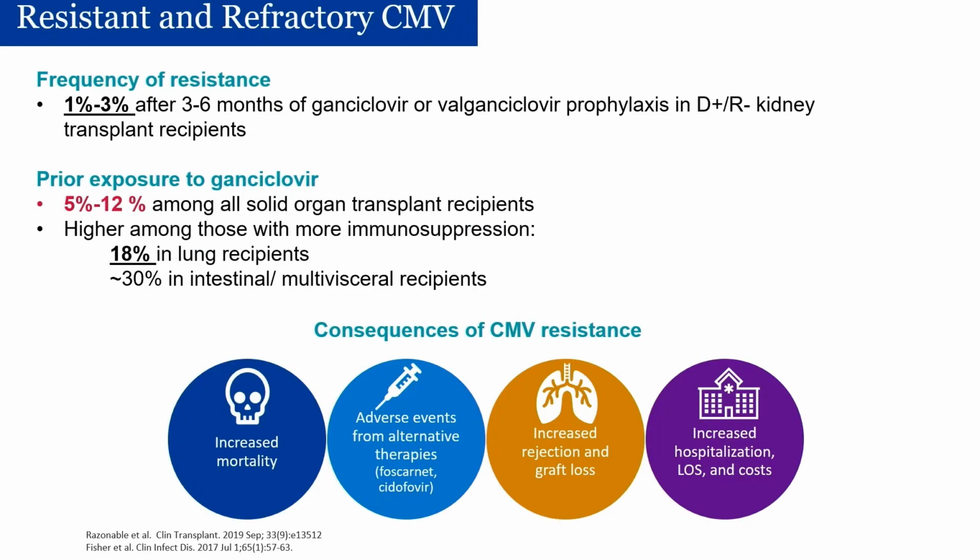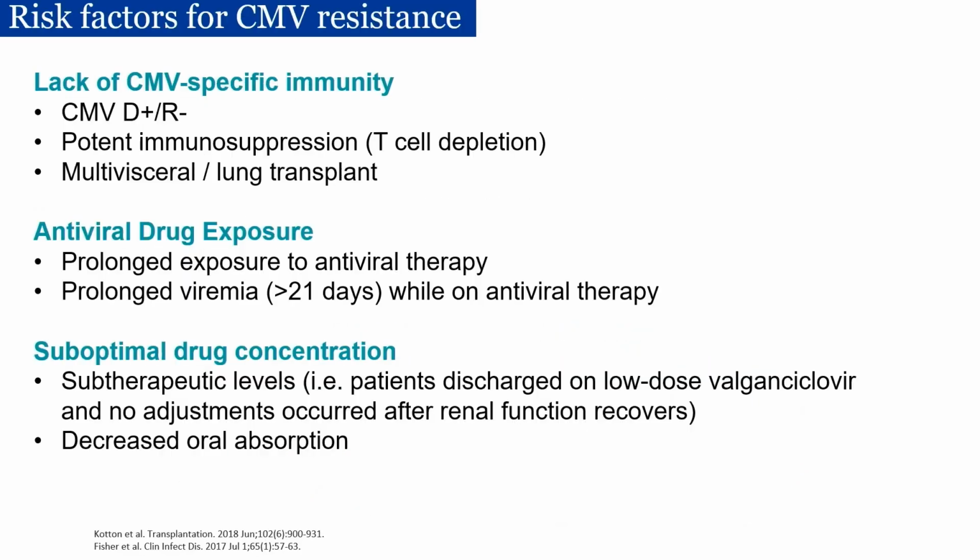But for resistant and refractory CMV, fortunately, it happens very infrequently, but when it does happen, the consequences are very significant, leading to increased mortality, increased graft loss, and significantly having these patients in the hospital for months at a time sometimes. The risk factors for this are really a lack of CMV-specific immunity, antiviral drug exposure, and ultimately what we see in our renal transplant patients is suboptimal drug concentrations. When our patients are having fluctuating renal function, then often it becomes very challenging to know how to dose the Valcyte accordingly. And those are often why I like letermovir in those cases too, because then you don't have that difficulty with dosing them. But those are the patients that we have issues with.